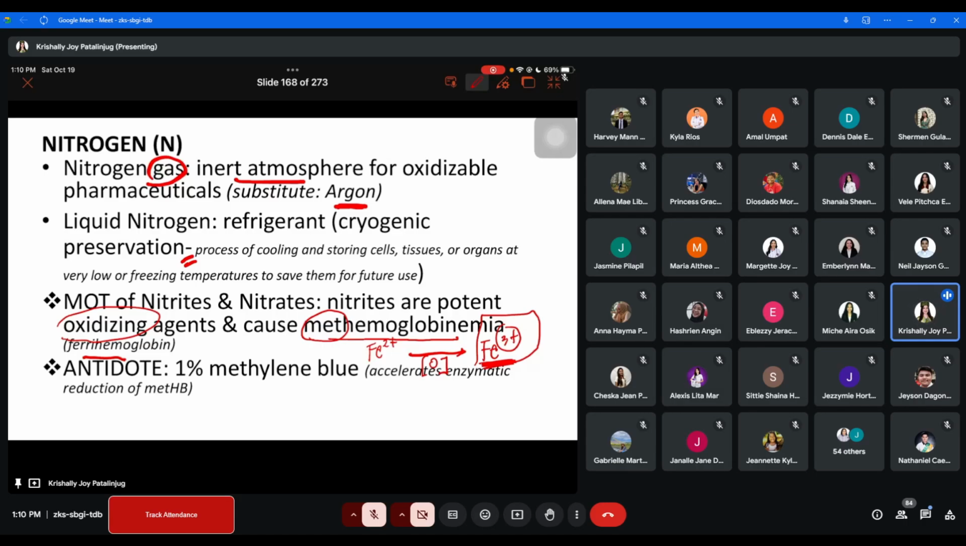So the antidote could be 1% methylene blue at higher dose. Kasi yung mechanism niya to counteract this problem na kinokos ng nitrates and nitrites, it accelerates the enzymatic production of methemoglobin. So ire-reduce lang niya ang form ni ferric. And yung reduced form naman niya is yung ferrous. This is the reduced form. Ito naman yung oxidized form. Okay, so yan yung mechanism naman ng methylene blue to reduce the iron form into ferrous.